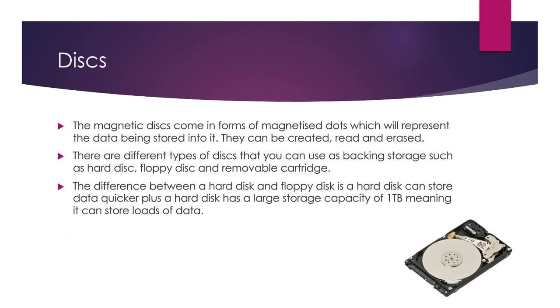So magnetic disks come in different forms of magnetized dots, which represent the data being stored in them. So they can be created, read, and erased. These devices are used for backing up storage, like a hard disk, floppy disk, and a removable cartridge. So the difference between a hard disk and a floppy disk: the hard disk can store data quickly and has a larger storage capacity of 1 terabyte, meaning that it can store lots of data.